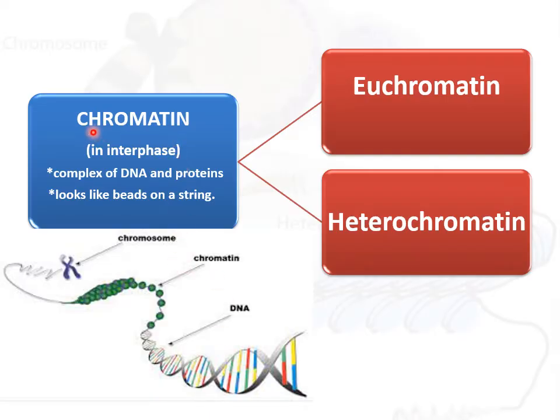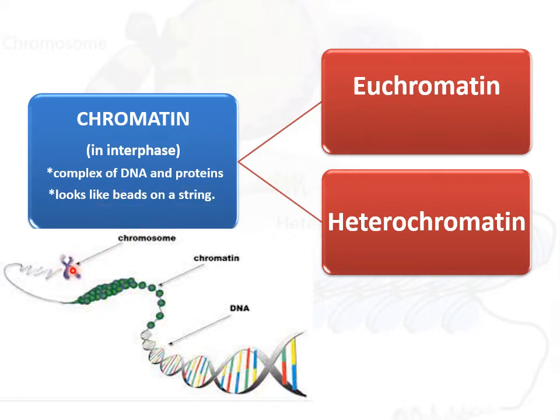First of all, let us know what a chromatin is. A chromatin is a complex of two things. One is DNA and the other is proteins. Here the proteins are particularly histones. They appear like beads on a string.